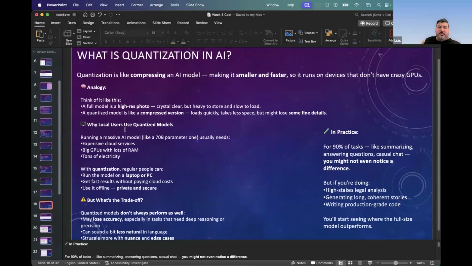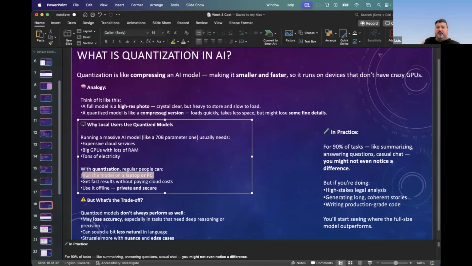So with quantization, you can run the model on a laptop or PC. You can get fast results without paying cloud cost. You can use it offline, so you don't have to be connected to the internet, private and secure. You could be on an airplane and ask questions to an LLM if you're running it locally, right? You don't have to worry about a server going down because you're using this on your computer.